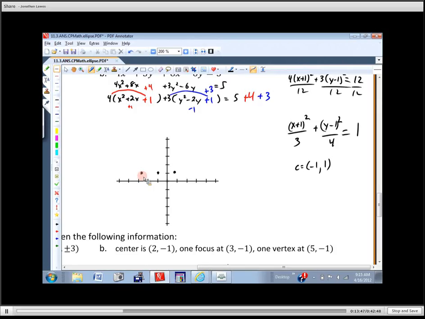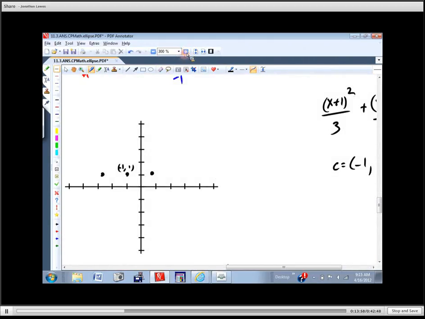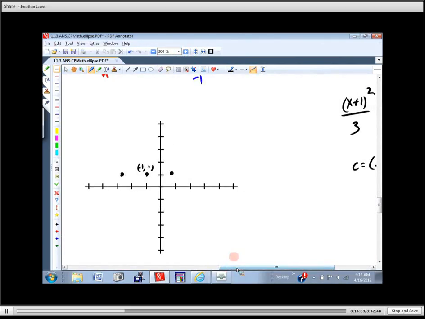Now, if this point is negative 1, 1, and I moved over here radical 7, this would have the same y coordinate. So would this one. But the x coordinate, I would have added radical 7. So this would be negative 1 plus radical 7. What would this one be?